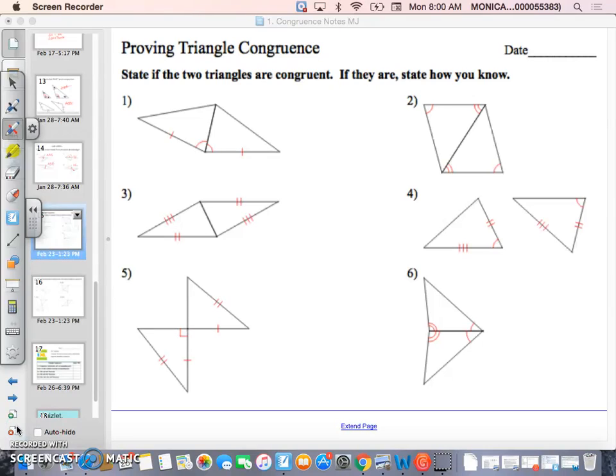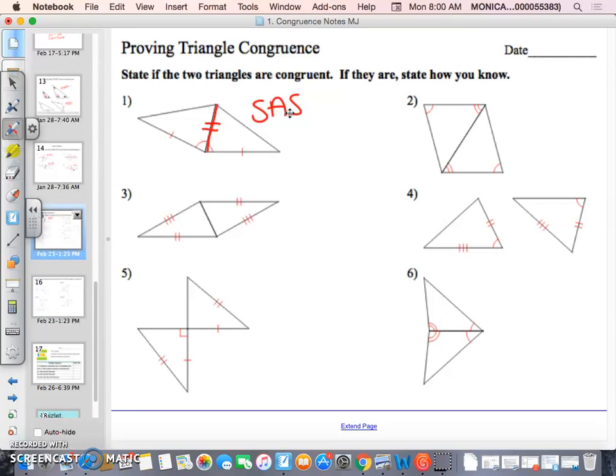So for number 1, all I see is an angle and a side that are marked. So I know that I got to look deeper. And I see right here, this side is shared by both triangles. So I'm going to go ahead and mark that as well. And then I see that we've got side, angle, side. I see a side, an angle, and a side. So I'm going to say that these two triangles are congruent because it's side, angle, side.